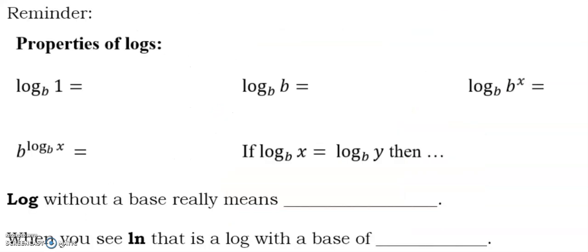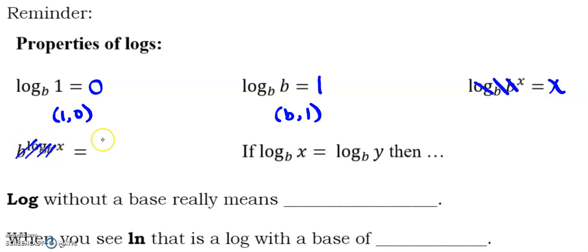All right, so a reminder of our properties of logs. This was at the end of the last video. Log base b of 1 is 0. Log base b of b is 1. We went through the point 1, comma 0, and we went through the point base, comma 1. Log base b of b to the x, since these are inverses, they're going to cancel, and we're left with x. B, the base of an exponent, when your log appears in the exponent, those are inverses, they'll cancel, and we're left with x.